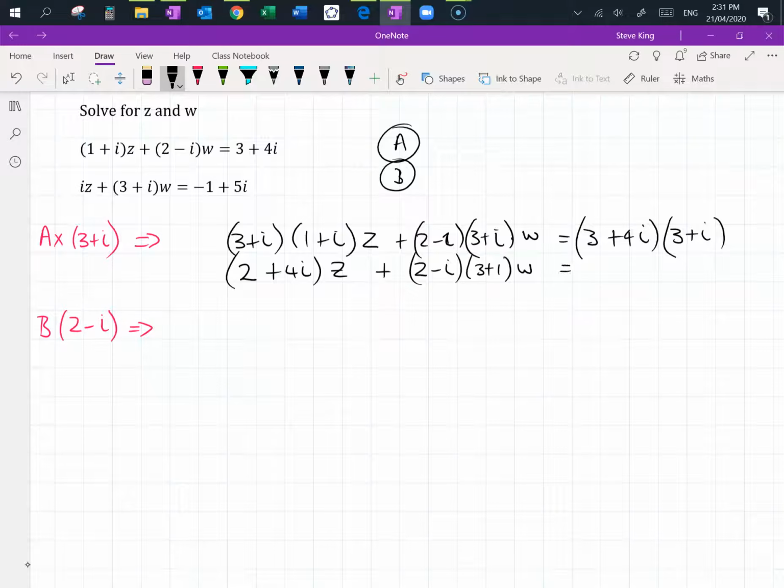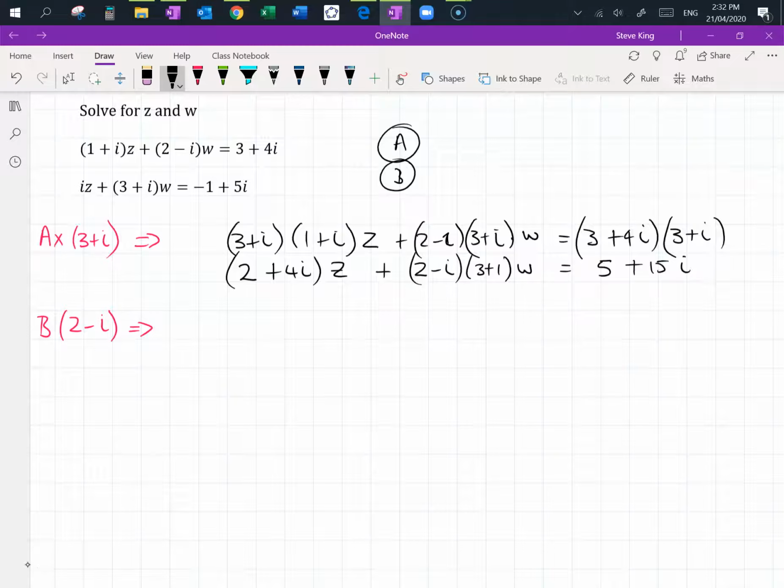If I take a look at the right-hand side, 3 times 3 gives me 9. 4i times i gives me 4i squared. So that's going to be 9 minus 4, which is 5. Then I've got 4i times 3, which is 12i, and 3 times i, which is 3i. So 12 plus 3 gives me plus 15i. So that's what equation A is going to work out to.